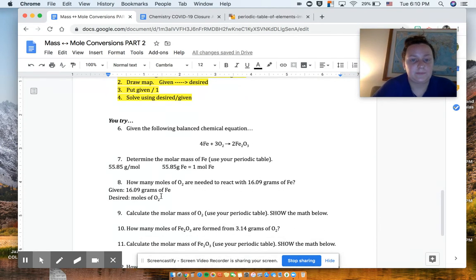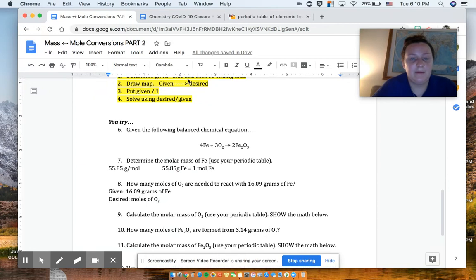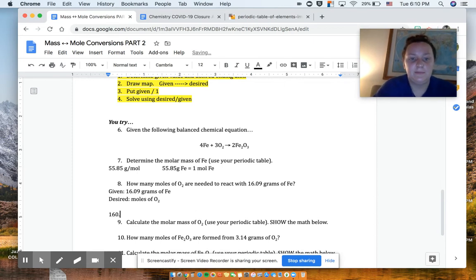Okay. Next, I'm going to draw out my map. These are two-step conversions, so remember we're going to go given, intermediate, desired. So we're going to have two sets of arrows, two full steps. So we'll do 16.09 grams Fe.